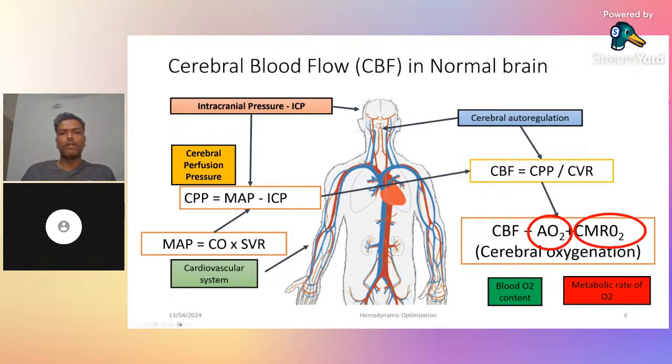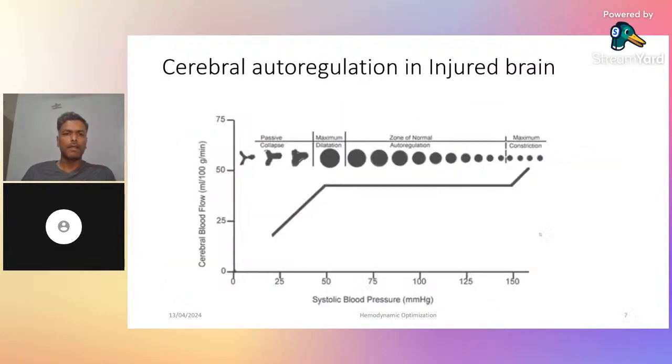the important determinant of how much blood flow happens to the brain is not just the cardiovascular system. We also have to consider the ICP, the autoregulation, and the oxygen content in the blood in order to determine whether the cerebral blood flow is adequate or not in a normal brain.